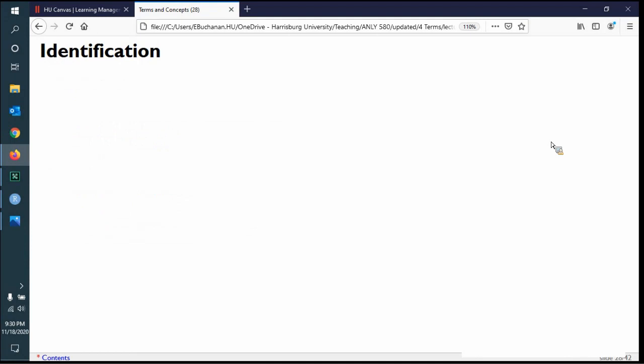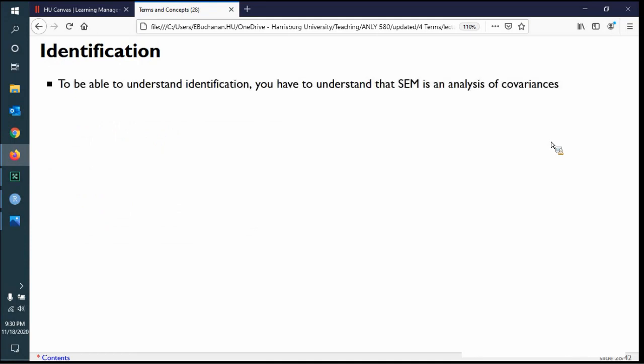Right, the last section here is going to be on identification. To understand identification, you have to know that SEM is an analysis of covariance. Not like ANCOVA, but the idea is that you have essentially a correlation or covariance matrix of the relationship between each of the variables. When you build your model, it tries to recreate that matrix based on the predicted relationships. That's where the residual stuff comes in. We're trying to explain as much of that covariance as possible, because the stuff we can't explain is error.